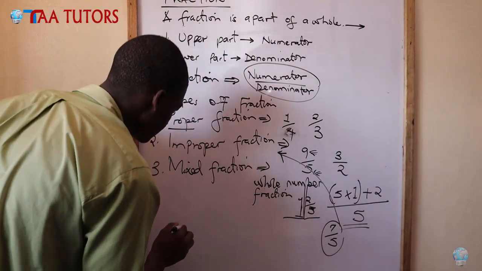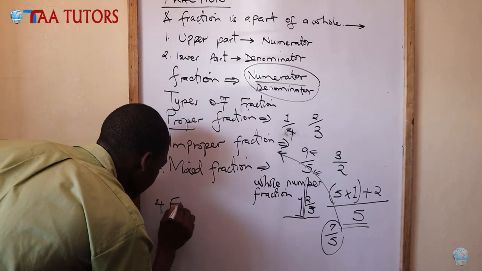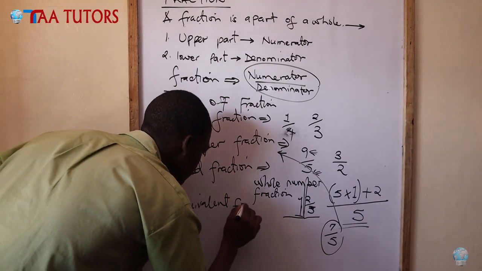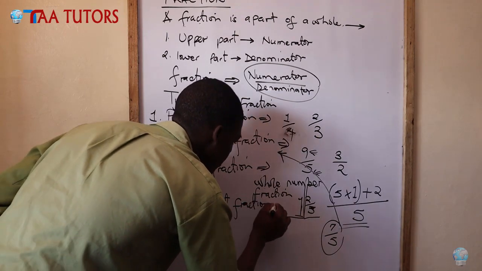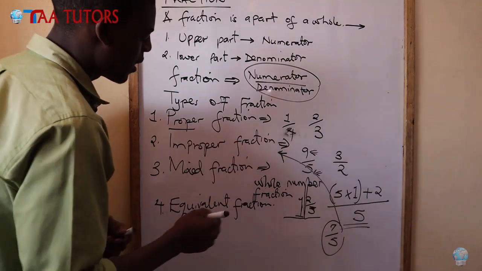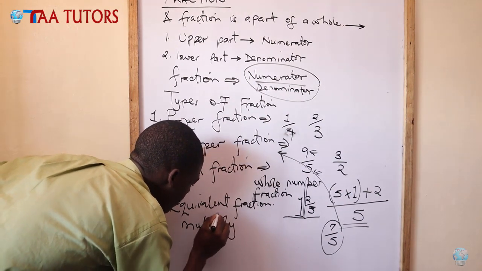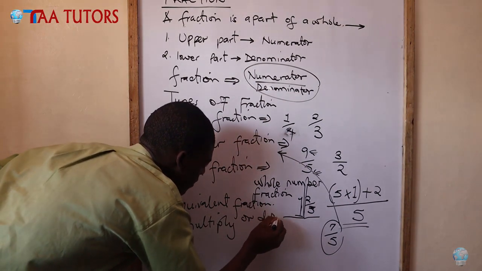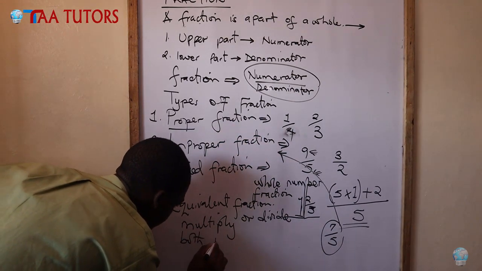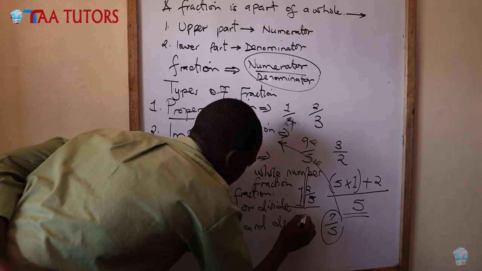The fourth type of fraction, we call it equivalent fraction. Equivalent fraction can only be gotten when we multiply or divide both the numerator and the denominator by a number.